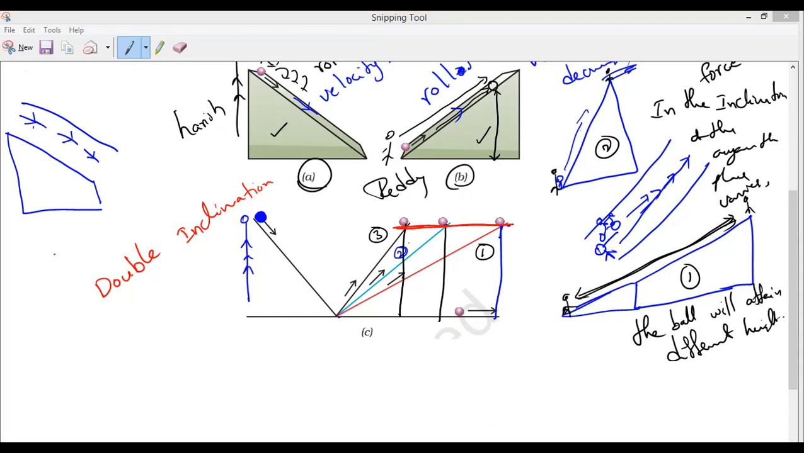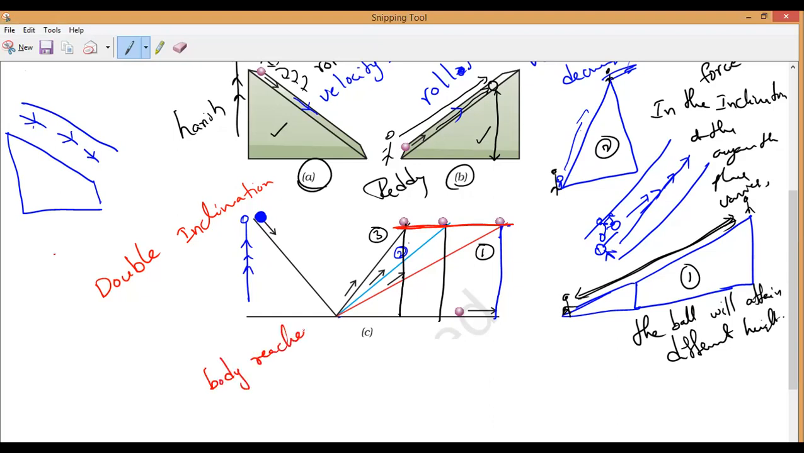So with the double inclined plane, he observed that the body reaches the same height while traveling a longer distance. What has been noticed, guys? The body reaches the same height, but the traveling distance is different. Same height, traveling different distances. That is the second conclusion that has been made from the second experiment.